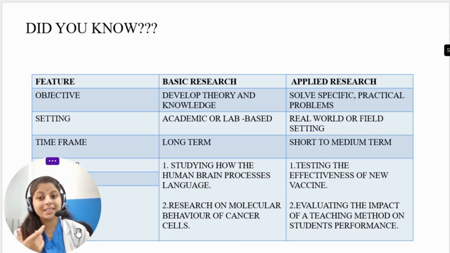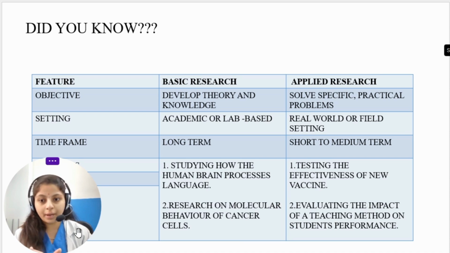And you can see in which settings this basic research is done. In academic or lab-based settings only, this basic research will be done, whereas applied research will be done in the real world or in field settings. Another thing is that the time frame of basic research is very long, I can say, whereas applied research can be from short to medium term.